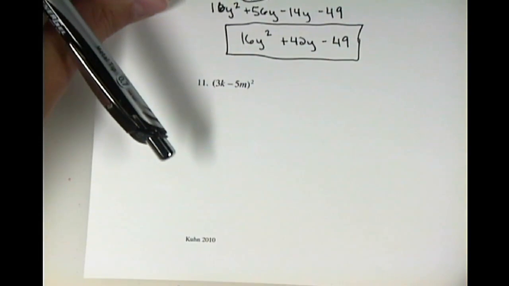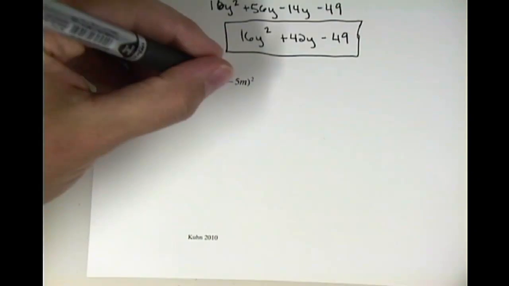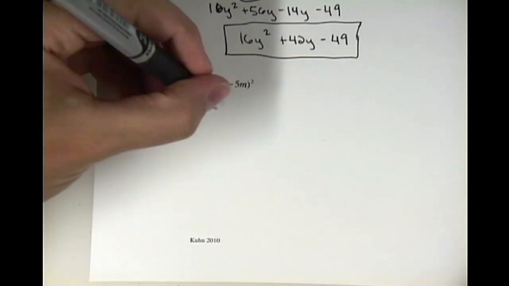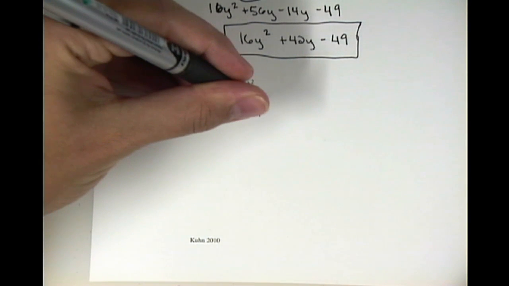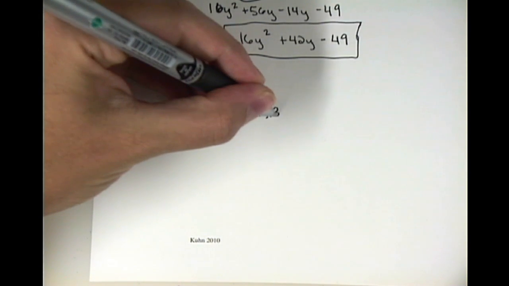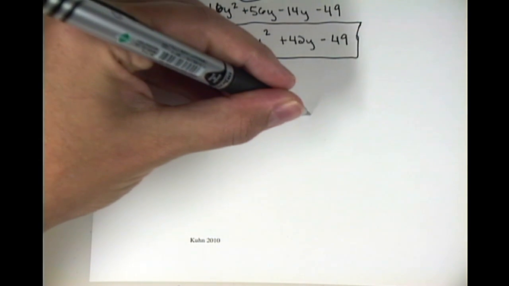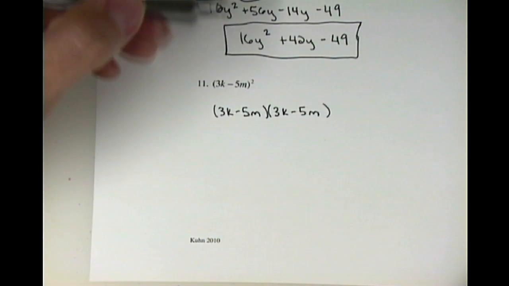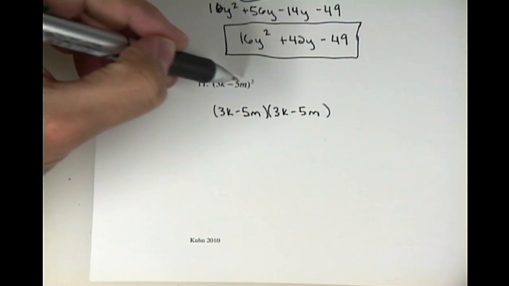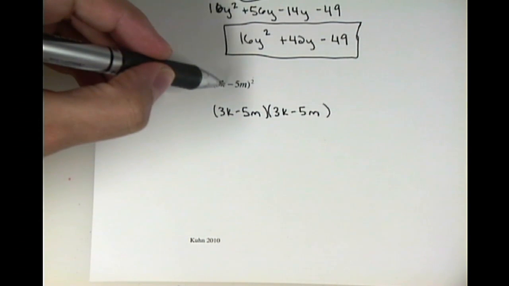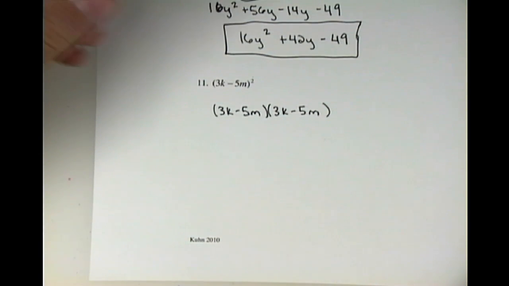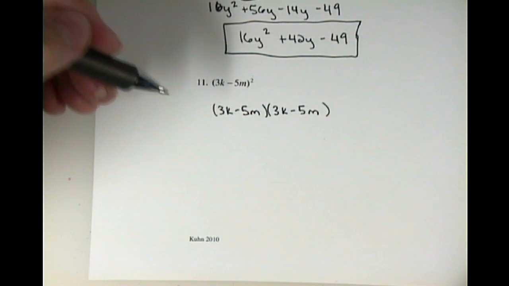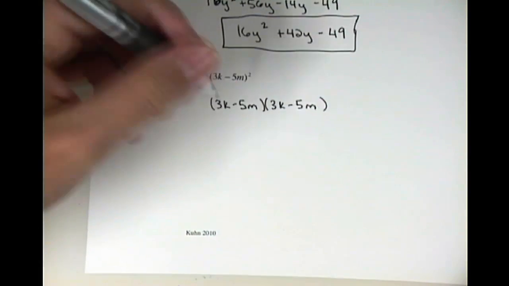Number 11 is very similar. It is a binomial and it is being squared. Write out what squaring means. To square something, it means that you take that item and multiply it times itself. You cannot distribute the squared inside the binomial because of this minus sign. If there's an addition or a subtraction sign, you can't distribute. You have to write it twice, and then distribute or FOIL, multiply the expressions together.